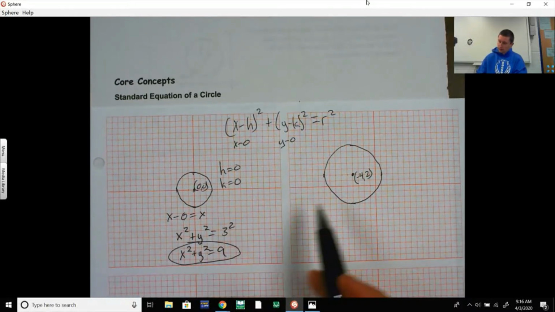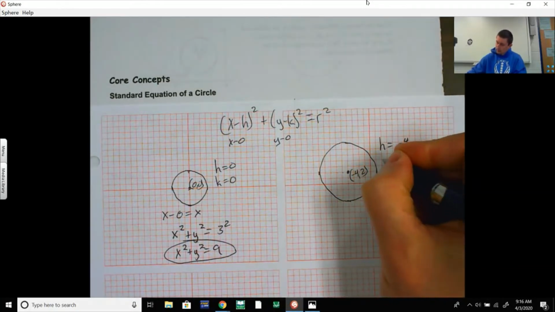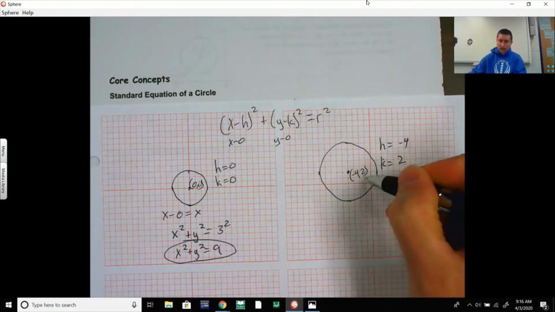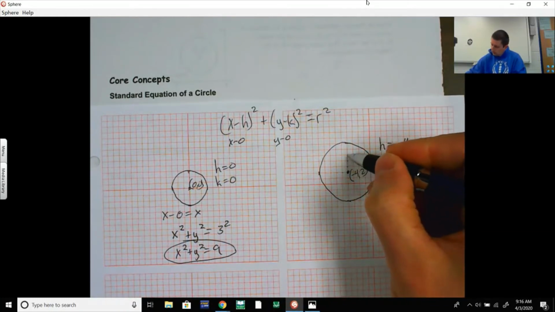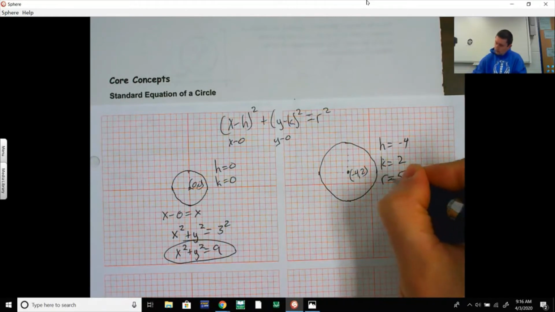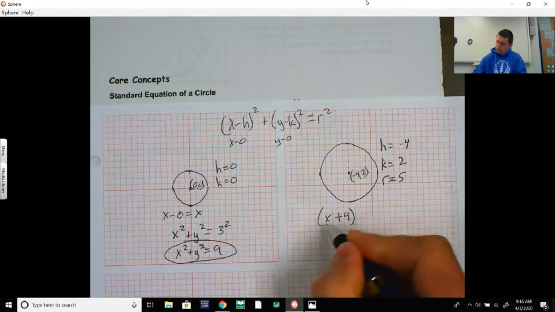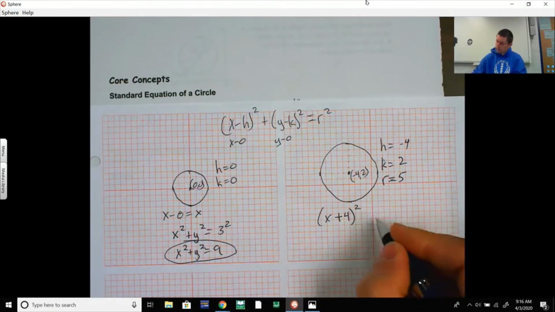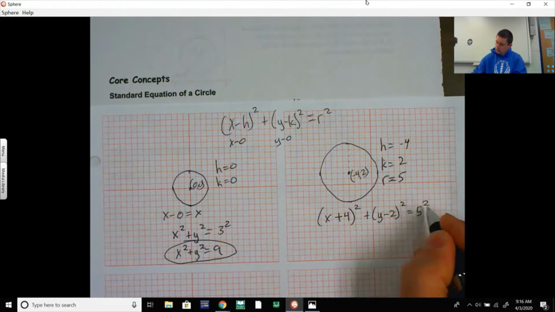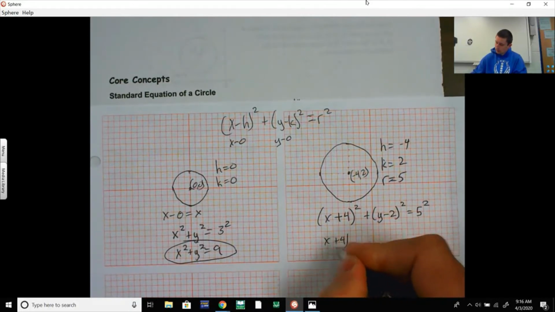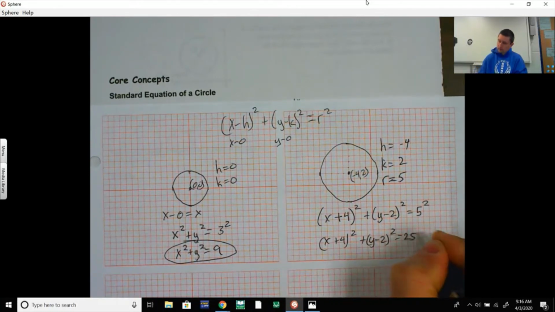Okay, so if the center moves around, your h here is the negative 4, it's the x value. Your k is the 2, it's the y value of the center. Our radius, 1, 2, 3, 4, 5. Radius is 5. So we're going to have x minus a negative 4. So that turns to x plus 4. Don't forget the squared. Plus y minus 2 squared equals 5 squared. These you just leave. X plus 4 squared plus y minus 2 squared equals 25.